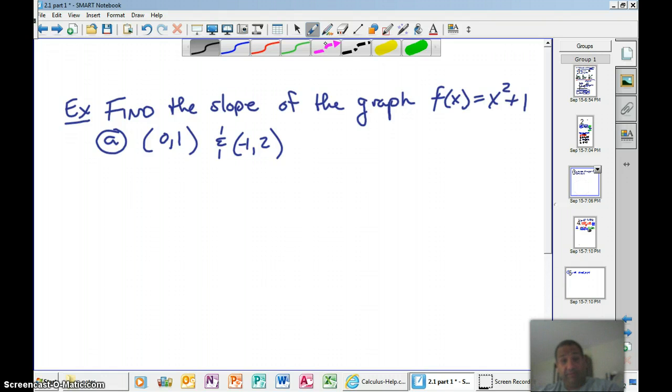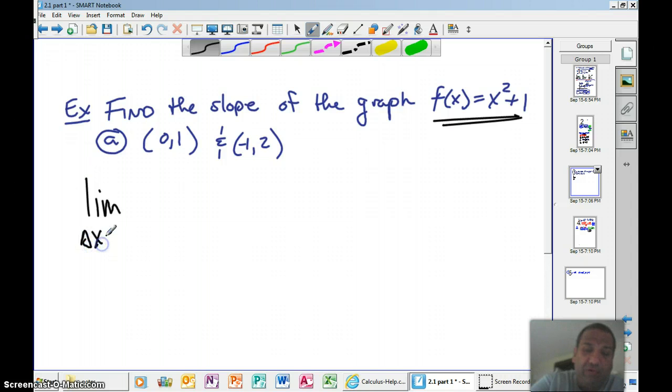Now we go on to this one. Find the slope of the graph of f of x equals x squared plus 1 at 2 points. All right. Well, we're going to wind up looking at the slope first. So we're going to use that definition. The limit. I'm not going to write the definition out again. You have it maybe about 35 seconds before.